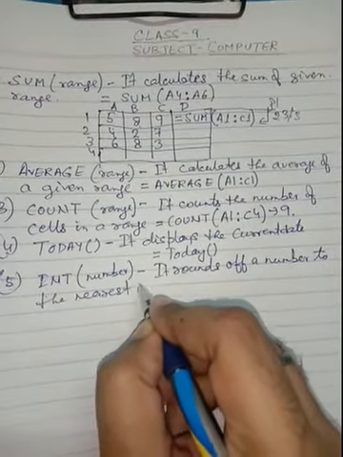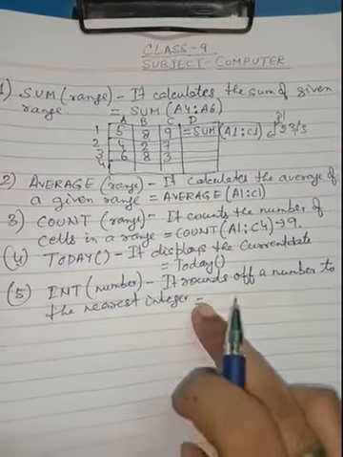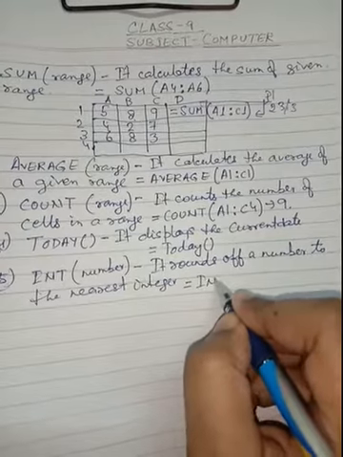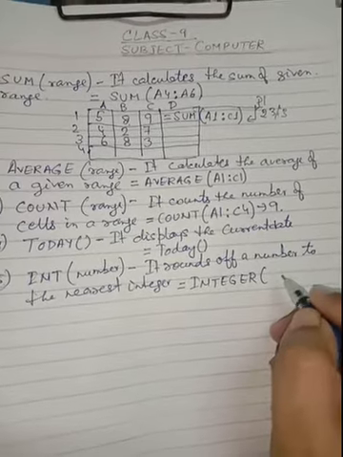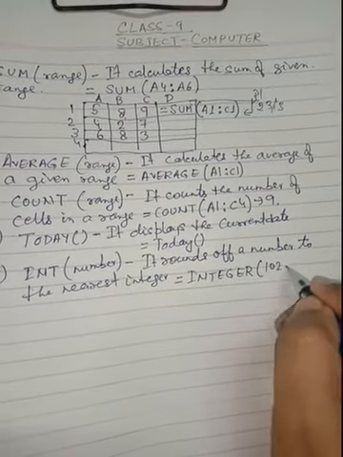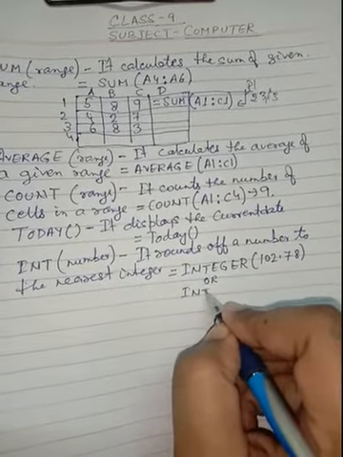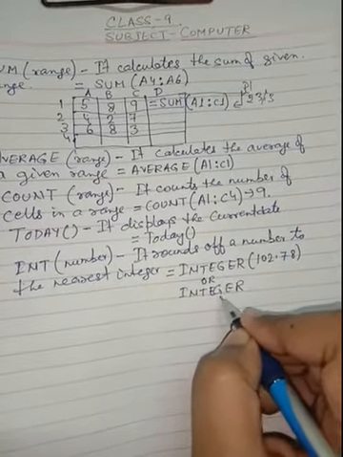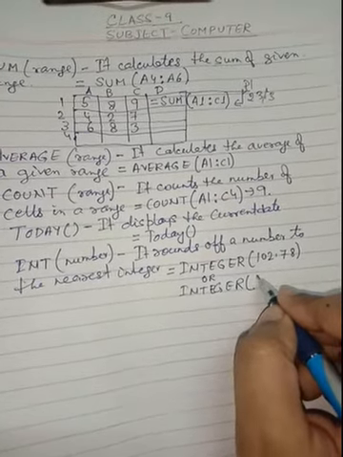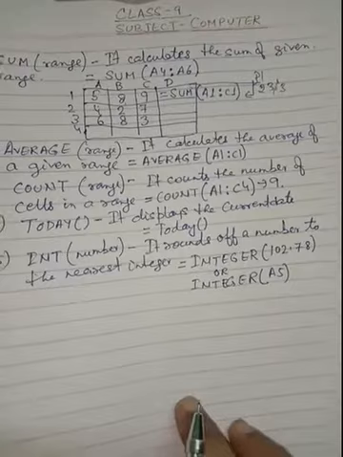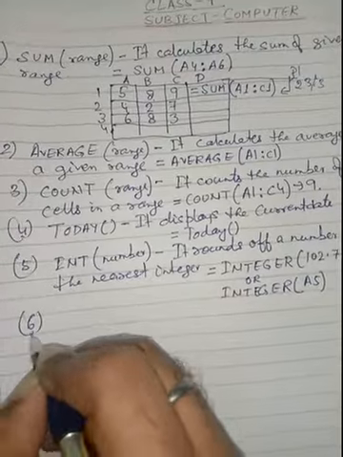What is the method of writing it? Begin it with the equal sign, then write INT. You can write the cell address over here or a particular value, like suppose I have written 102.78, or I can write INT and a particular cell address, say A5. Then the value of A5 will be rounded off to the nearest integer. So this was the fifth function that was provided by Excel to us.